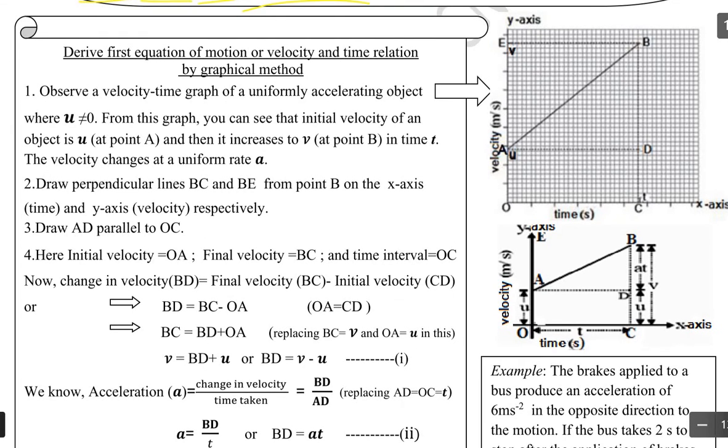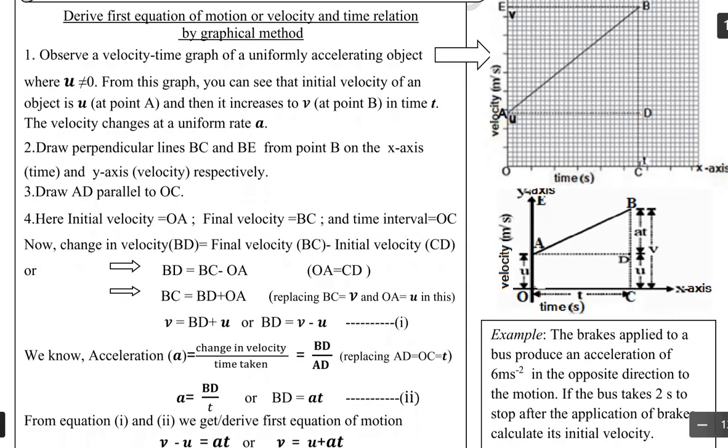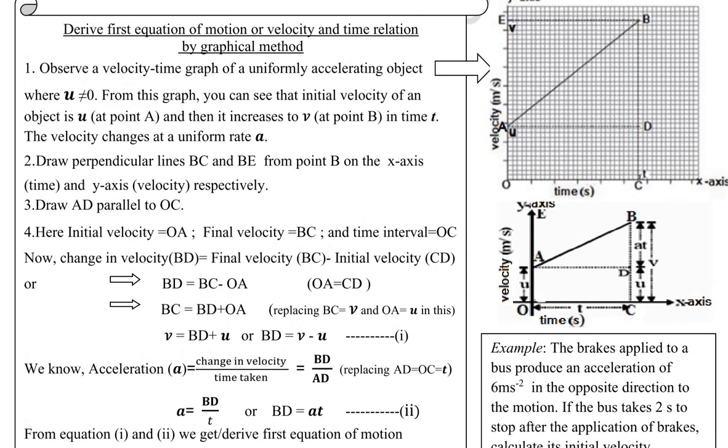First of all, observe a velocity time graph in a uniformly accelerated object. Here it is the graph representing the uniform acceleration of an object. Here you can see u is somewhat above from O. It means u is not equal to 0. Here u is not equal to 0 because 0 is here and u is there. It means u is having some value.